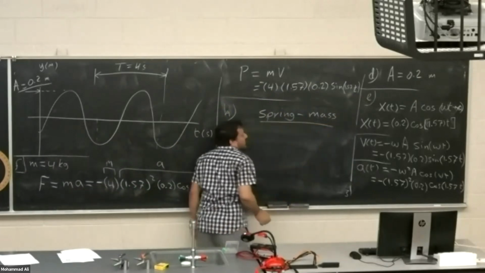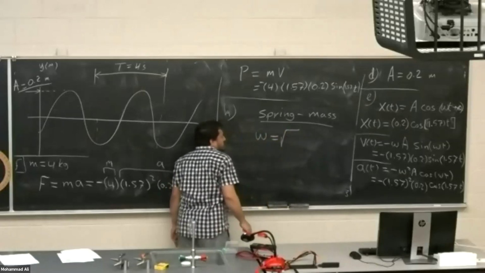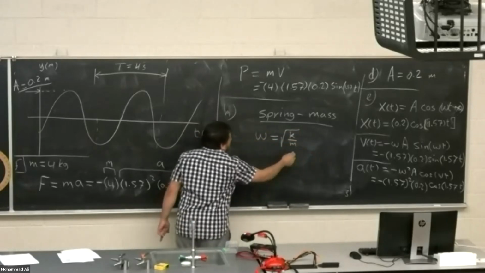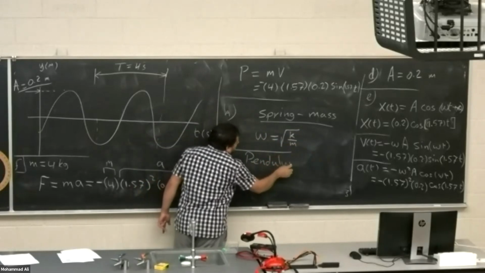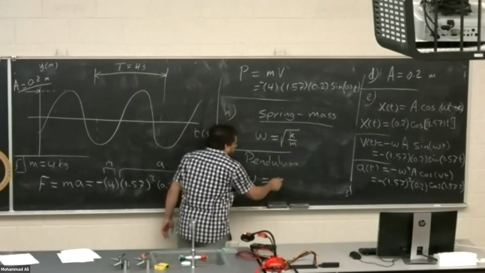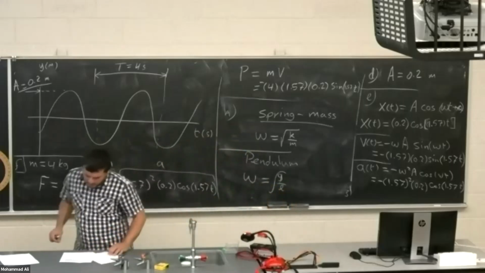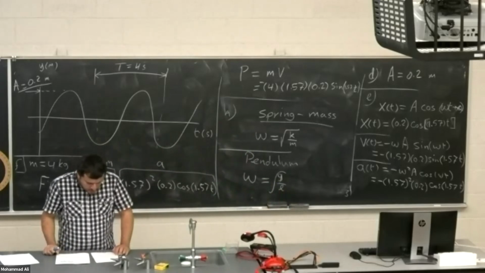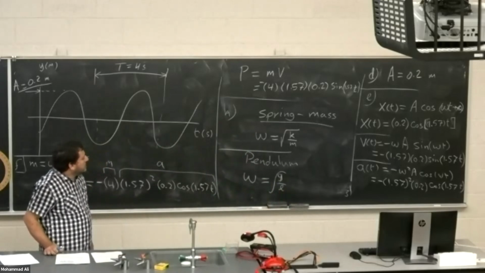In this system, we have omega is equal to the square root of K over M. Yes, K over M. If you are dealing with a pendulum system, omega is equal to the square root of L over G or G over L. I think G over L. Yes, it's G over L.